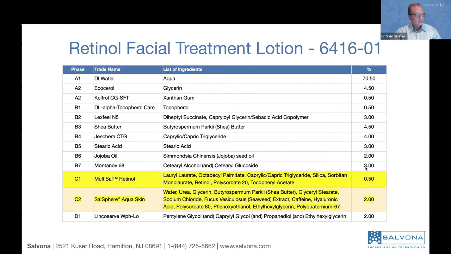The SunSphere AquaSkin is a supporting technology. Why do we use SunSphere AquaSkin? Because we want to keep the skin very hydrated, so there is no chance for any type of irritation. What do we have? In addition to urea and glycerin as major materials to hydrate the skin, we also use caffeine and hyaluronic acid. All together are keeping the skin moisture. So this is our SunSphere AquaSkin that works together with retinol.